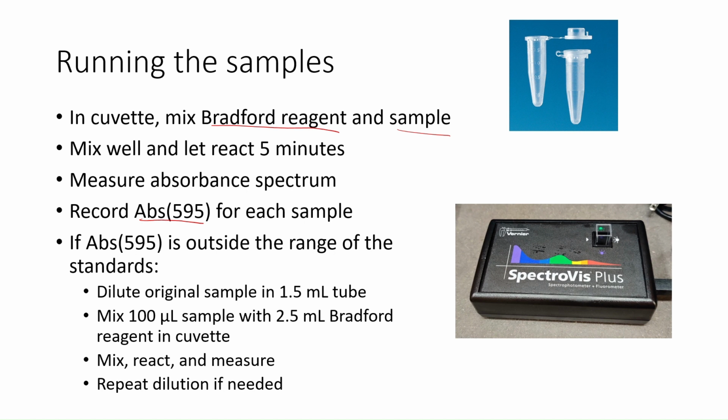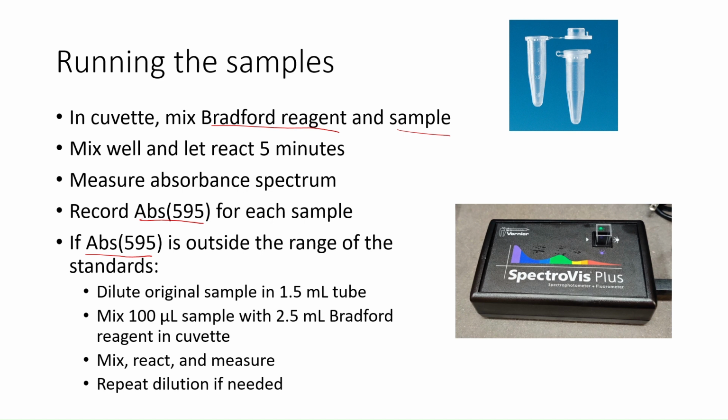But here you might run into an issue if the absorbance that you read for your unknown sample is outside the range of your standards, especially if it's too high. So usually if it's above an absorbance of 1 optical density unit, then you'll want to dilute that original sample and then rerun the Bradford assay on your diluted sample.